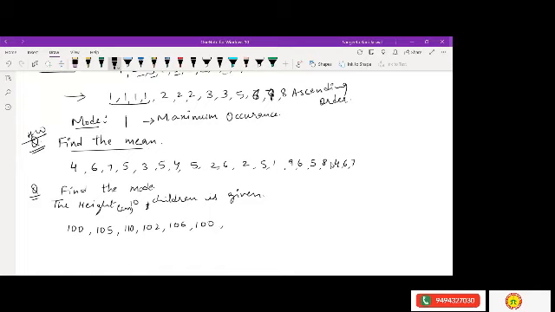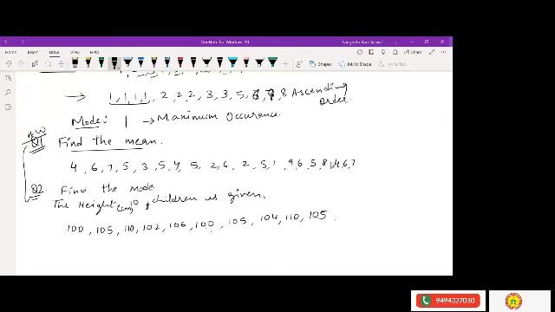Can I tell the answer? 6, 7, 8, 9, 10. No, don't tell the answer. Only 6, 7, 8, 9, 10. So please note this down and take the 2 questions for homework.